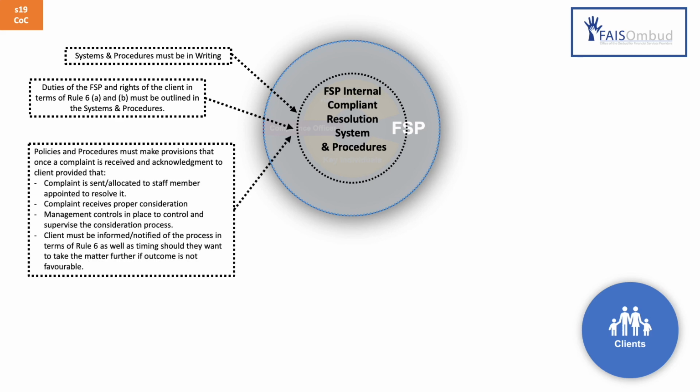Systems and procedures must make provisions that once a complaint is received, an acknowledgement and confirmation of receipt is provided to the client that the complaint is sent and allocated to a staff member appointed to resolve it. The complaint receives proper consideration. Management controls are in place to control and supervise the consideration process. The client must be informed and notified of the process in terms of Rule 6 as well as timing, should they want to take the matter further if the outcome is not favorable.